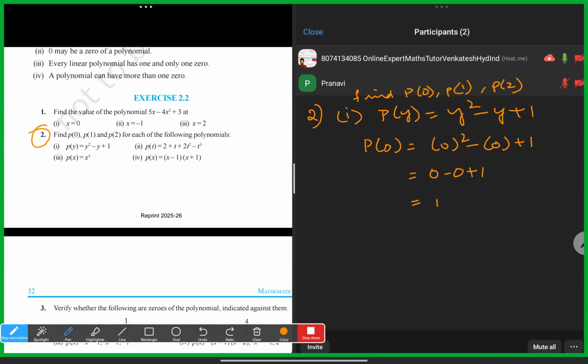Yes, Pranavi, that is correct. Okay. So P of 0 means 0 square minus 0 plus 1, which is 0 minus 0, 0 plus 1, 1. Then P of 1, Pranavi. P of 1 means 1 square minus 1 plus 1, which is 1 minus 1 is 0, 0 plus 1 is 1. Then finally P of 2, Pranavi, is 2 square minus 2 plus 1, which is 4 minus 2 plus 1, is 2 plus 1.